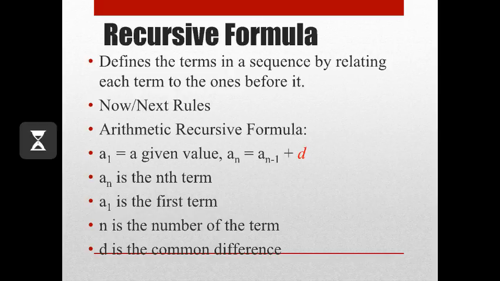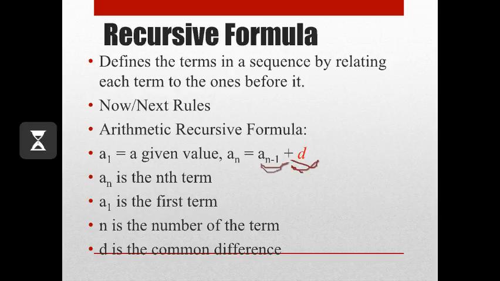An arithmetic recursive formula: a sub 1 represents a given value. In all honesty, a sub 1 is your first value. A sub n is any value in the sequence. A sub n minus 1 is the one before a sub n. So usually you start with the first term, so your a sub n minus 1 here is typically going to be like your first term, and then you add whatever the difference is. The d is the difference, the common difference.